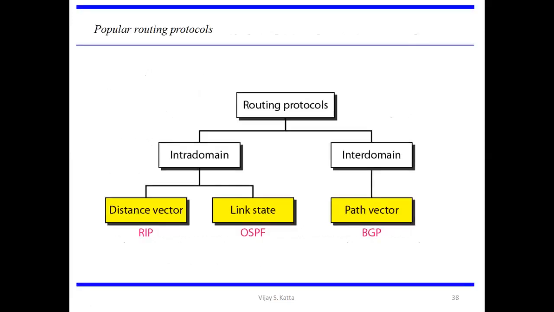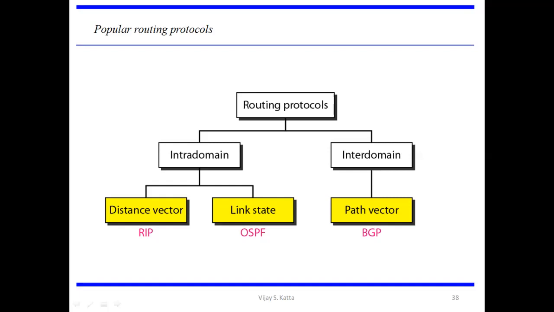On the broader sense, our routing algorithms are again divided into two parts. First one is the intra-domain routing algorithm, and second one is the inter-domain routing algorithm. In the intra-domain routing algorithm, depending upon how routers share their routing table with each other, we have two types of techniques. One is the distance vector routing algorithm, and another one is the link state routing algorithm. One example of distance vector is RIP, and one example of link state is OSPF. In the next slide, we will discuss this one. On the other hand, in the inter-domain routing algorithms, we use a path vector algorithm, that is called BGP.